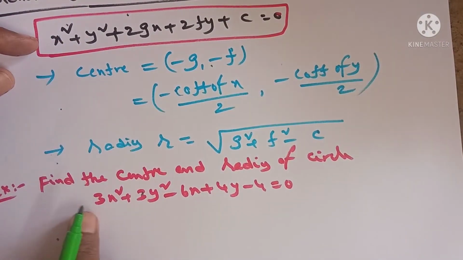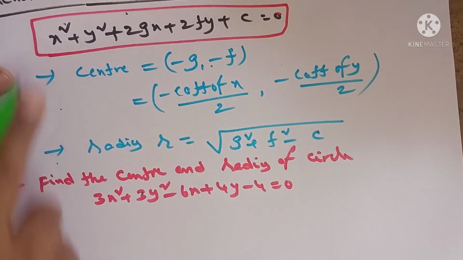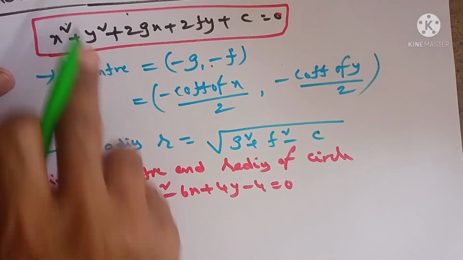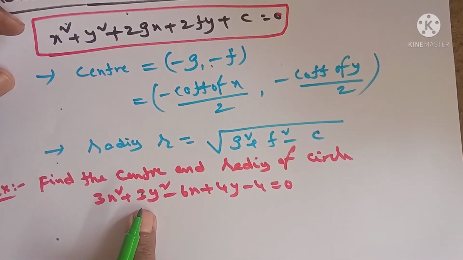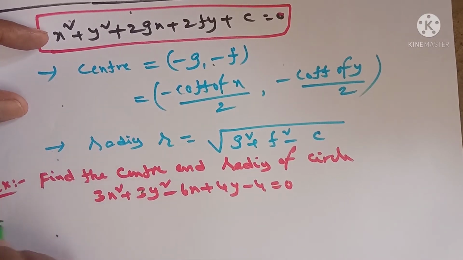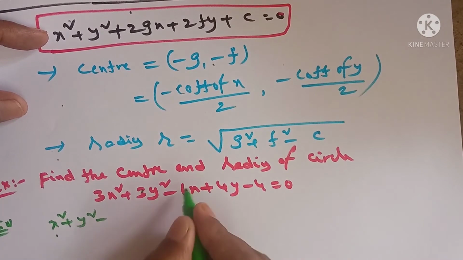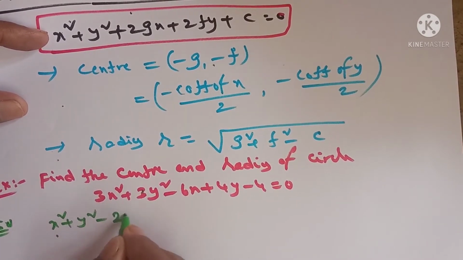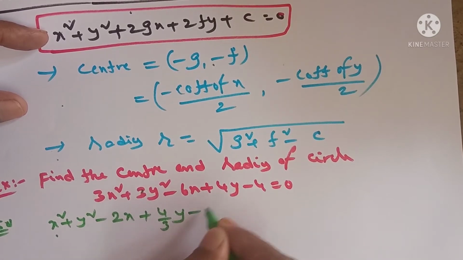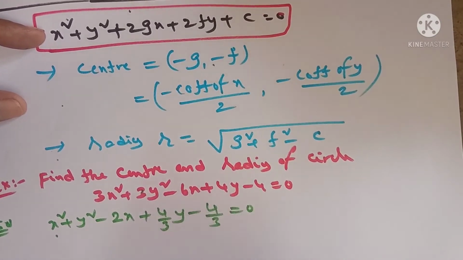X square coefficient should actually be 1, but here x square coefficient is 3. Y square coefficient should be 1, but here y square coefficient is 3. So take 3 common here. X square plus y square, 6x by 3 means 2x, plus 4 by 3 y, minus 4 by 3 is equal to 0.